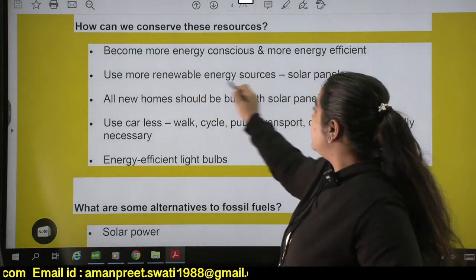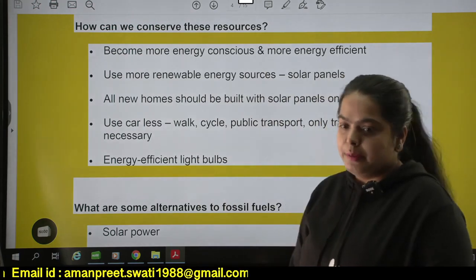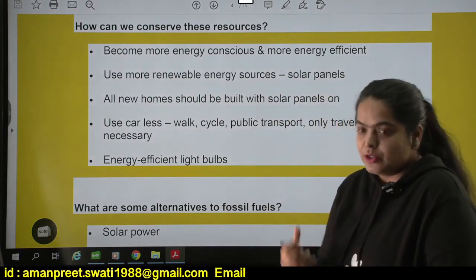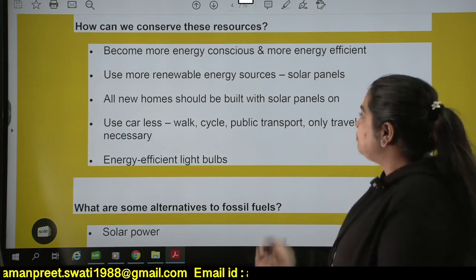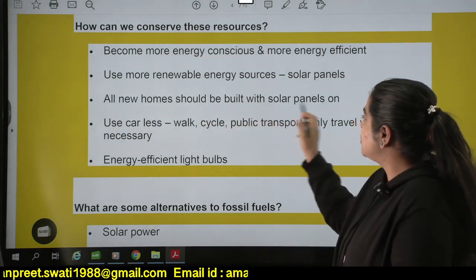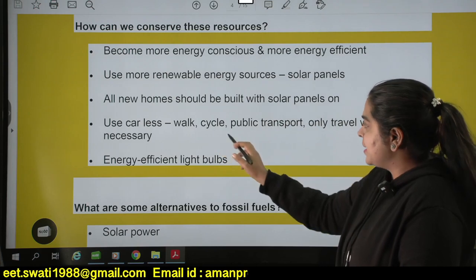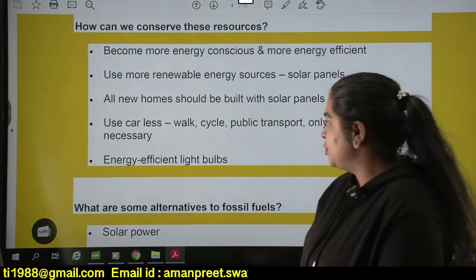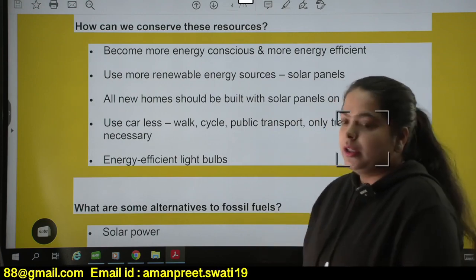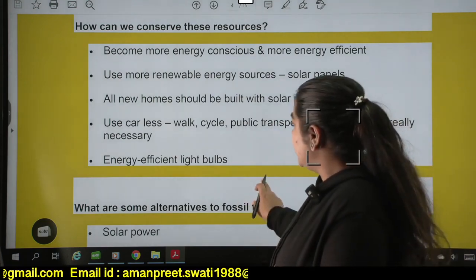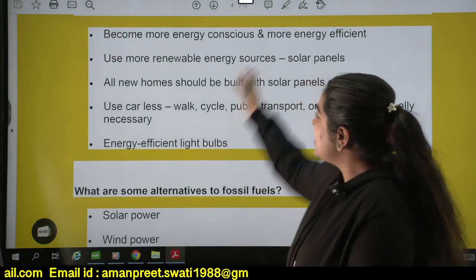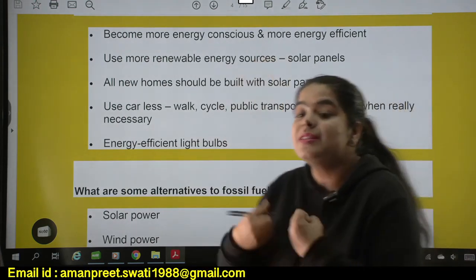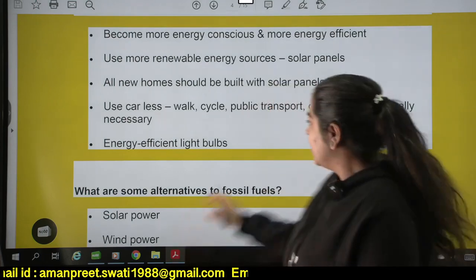Use more renewable energy resources. That's really very important, right? Those resources, for example, solar panels, you can generate electricity even from that, right? All new homes should be built with solar panels. Use the car less. You can use other modes of transportation which do not need that many resources. Energy efficient light bulbs. So these are several ways with the help of which we can conserve our resources.